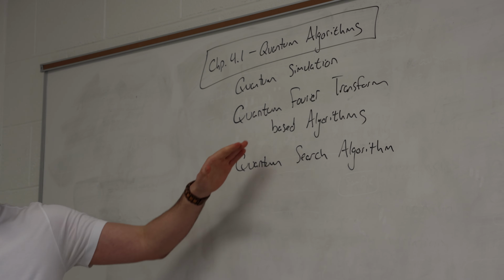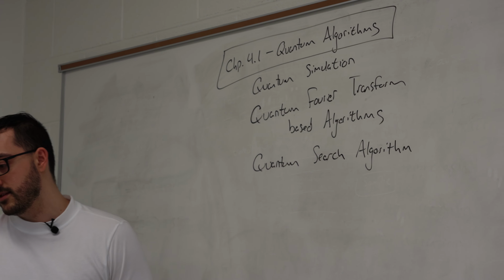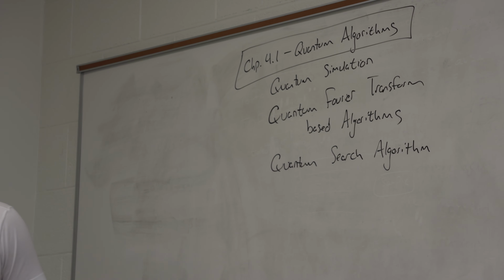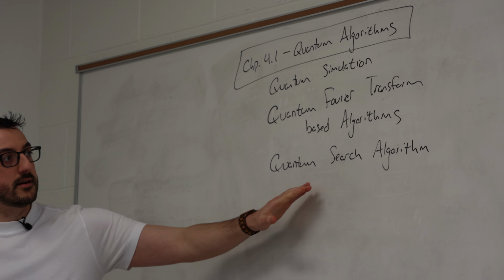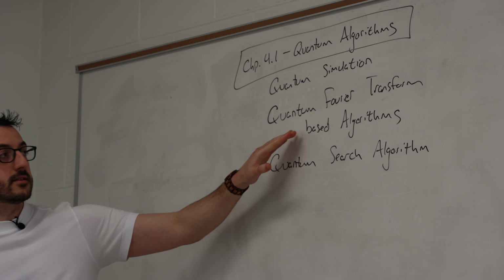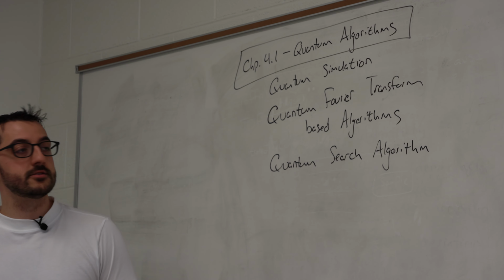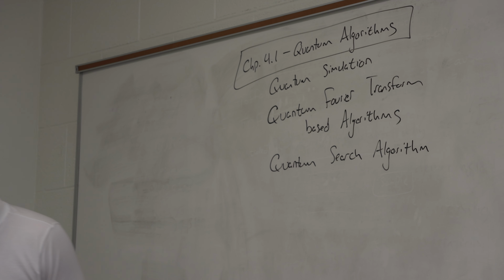They're also very good at doing Fourier transforms with some caveats, and that's going to lead to these Fourier transform-based algorithms, including phase estimation, discrete log, and factoring. And then they're good at searching, whereas Shor's algorithm gives an example of an exponential speedup. The search algorithm will be a quadratic speedup, so not as pronounced, but perhaps still useful nonetheless.